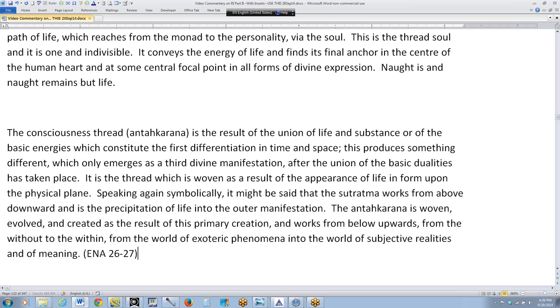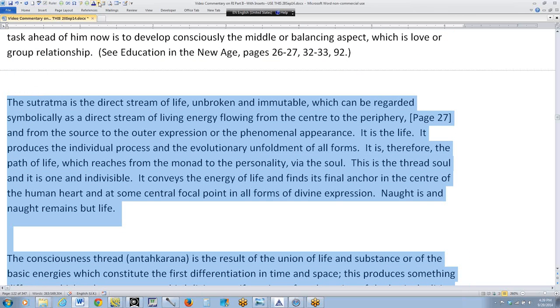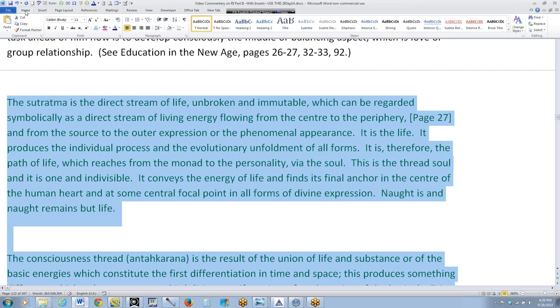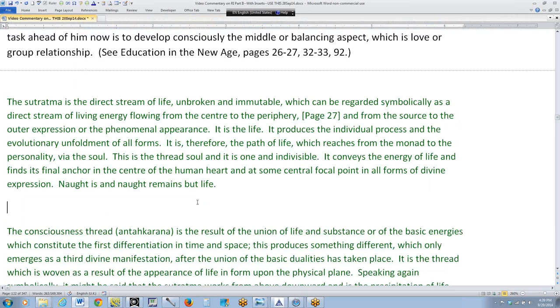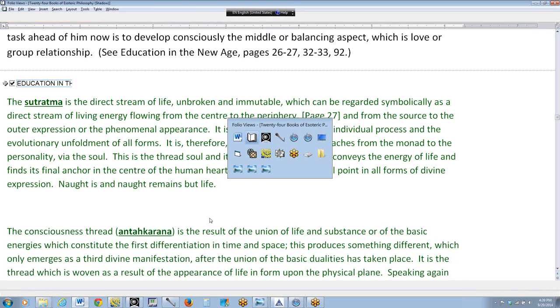And maybe I better make it into a different color so we will know that we are having something a little different going on here. I'll make it green. All right, so we'll know, and I'll also reduce its size so we'll know that it's an import, as it were. So there we have Sutratma and consciousness thread, or Antahkarana. And I think it's very important, this idea of from within to without for the Sutratma, and from without to within, Antahkarana. I'm going to go back here and just read a little more.